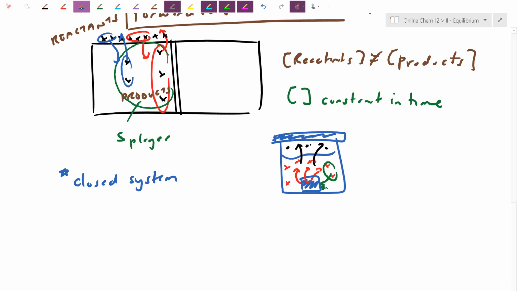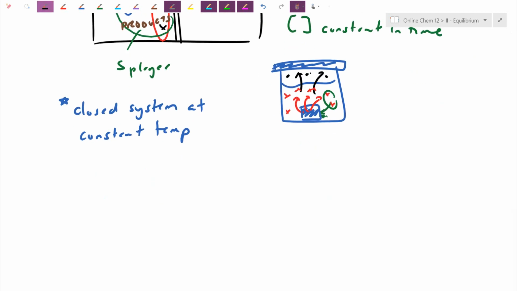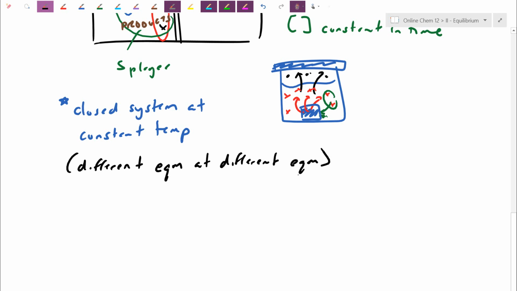So what I'm going to specify here is we're going to typically have a closed system. We're going to keep, for all intents and purposes here, a constant temperature, because what's going to happen, I'll write that down for you here, we actually hit a different equilibrium. I'm going to write EQM for short for equilibrium: different equilibrium at different temperature. So it's not that you couldn't reach equilibrium at any temperature, but the equilibrium at 20 degrees is different from equilibrium at 50 degrees. We'll see this in due time.